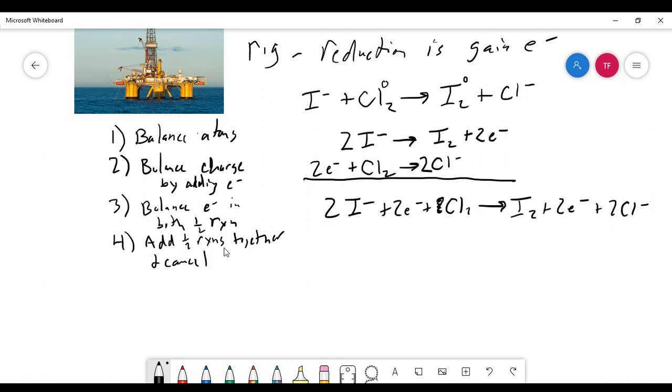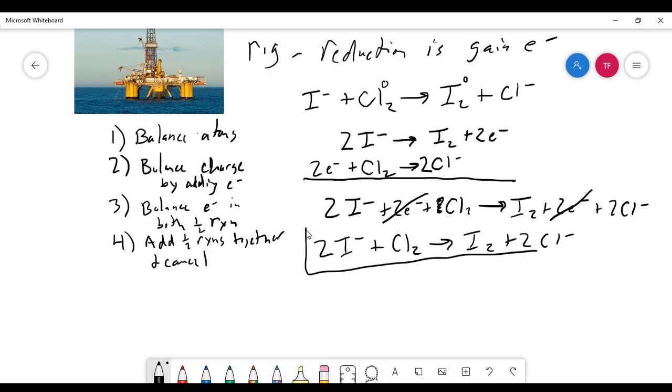So we added the 2 half reactions together by adding everything on the left together and adding everything on the right together. Now we're going to cancel anything that's the same on the left and right. The electrons always have to cancel. If they don't cancel, you did something wrong. There's nothing else that's identical on the left and right. These iodides are charged, these iodines are neutral. These chlorines are neutral, these chlorides are charged. Nothing else cancels. So now we just write our overall reaction. 2 iodides plus chlorine produces iodine plus 2 chlorides. And that is our balanced redox reaction.